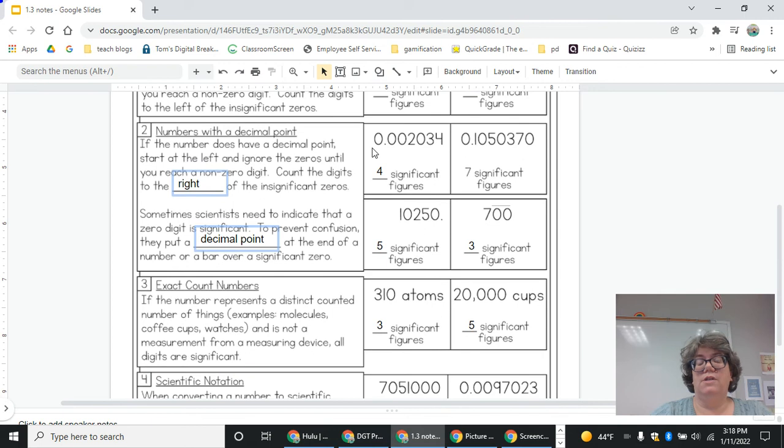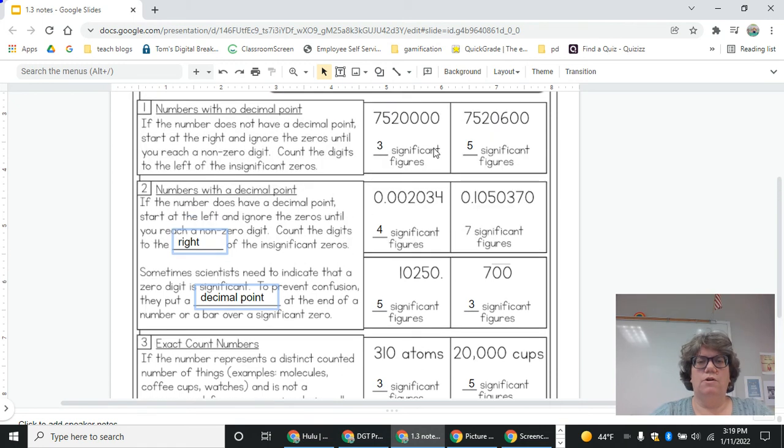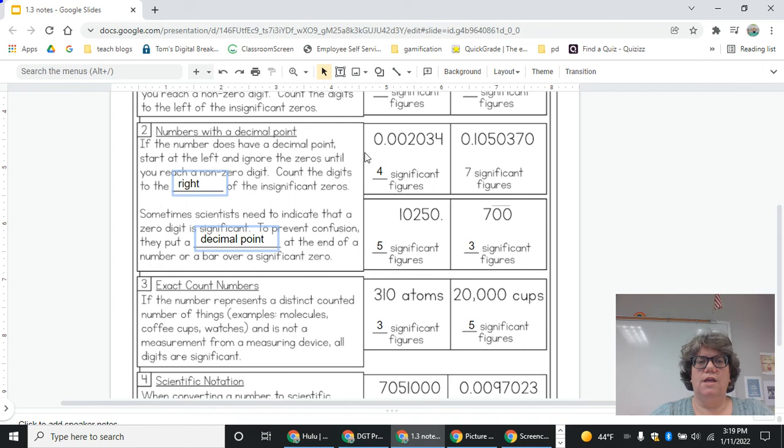If your number does have a decimal point, you basically start at the opposite side. So you're going to start at the left. Remember, no decimal point, start at the right. Decimal point, start at the left. Skip all these zeros, any zero, until you get to the first non-zero digit, then start counting. Skip, skip, skip. 1, 2, 3, 4. So this number has 4 significant figures.